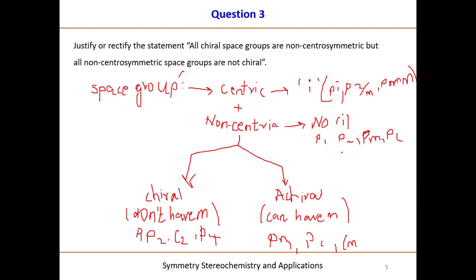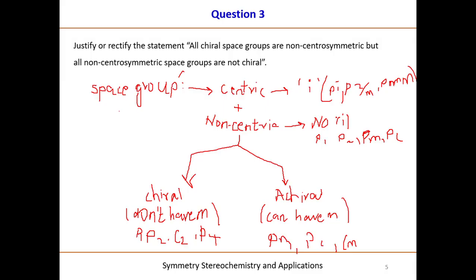Now the third question was: justify or rectify the statement, all chiral space groups are non-centrosymmetric, but all non-centrosymmetric space groups are not chiral. So here we have space groups. In crystallography we have 230 space groups, and among them we divide the space groups into two types: centric and non-centric. Centric contains a center of inversion and non-centric contains no center of inversion.